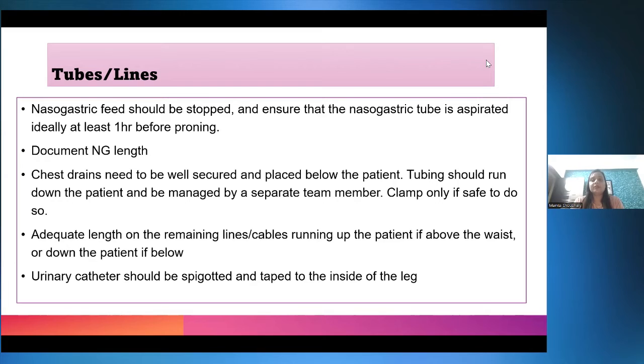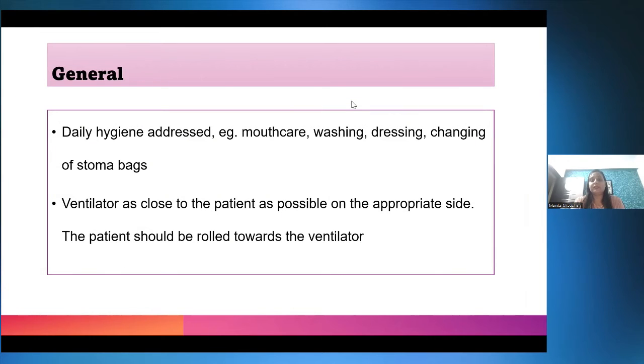Some general precaution measures need to be taken before shifting the patient to prone position, such as daily hygiene needs to be addressed, for example mouth care, washing, dressing and changing of stoma bags. Generally, when we are shifting a patient to a prone position for prone ventilation, it is recommended to keep the patient in prone position for 12 to 14 hours, and in some cases, up to 16 hours. So it will be difficult to perform some of the procedures such as mouth care in prone position. That's why it is recommended that the daily hygiene be addressed before shifting the patient to prone position.